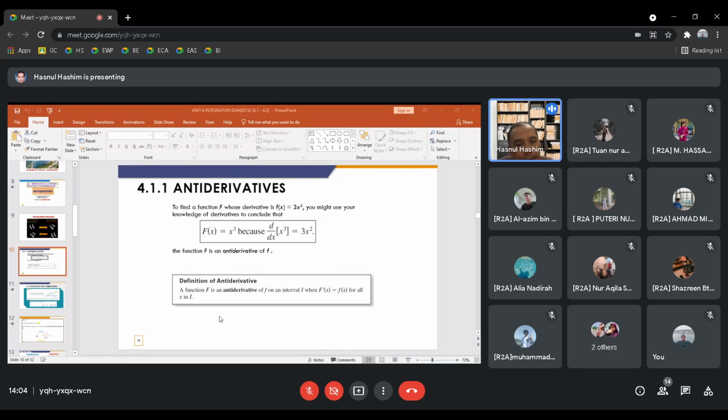Okay, and then look at the antiderivatives. To find a function F, capital F, whose derivative is f(x) equals 3x squared, you might use your knowledge of derivatives to conclude that if we differentiate x cubed, we have 3x squared. So now you know the antiderivative of function f is x cubed. So a function F, capital F, is an antiderivative of f on an interval I when F prime of x equals f small x for all x in I.